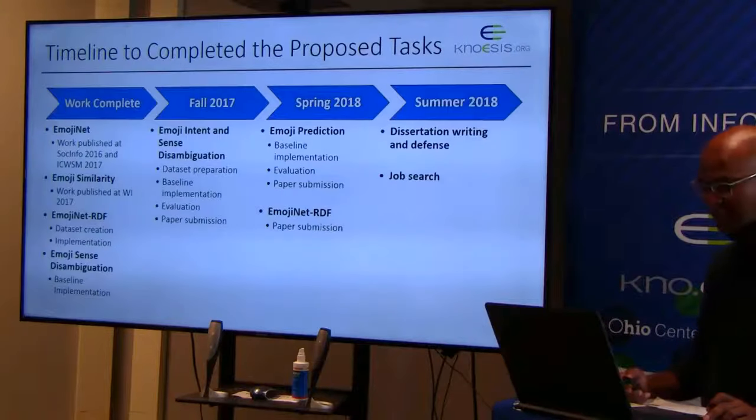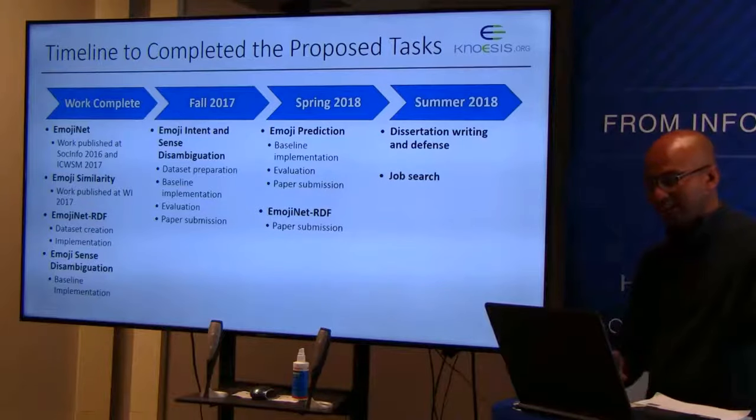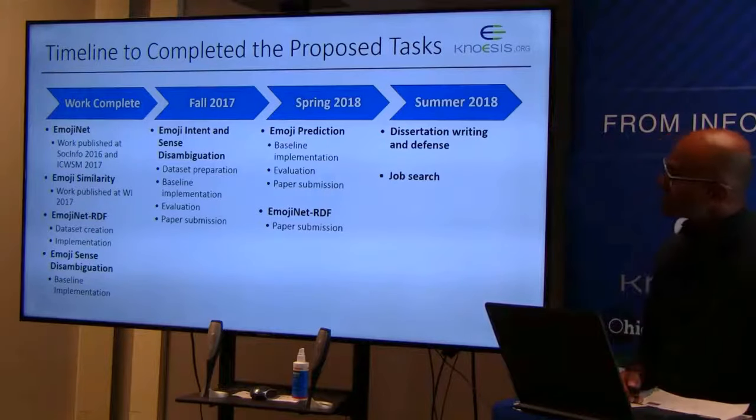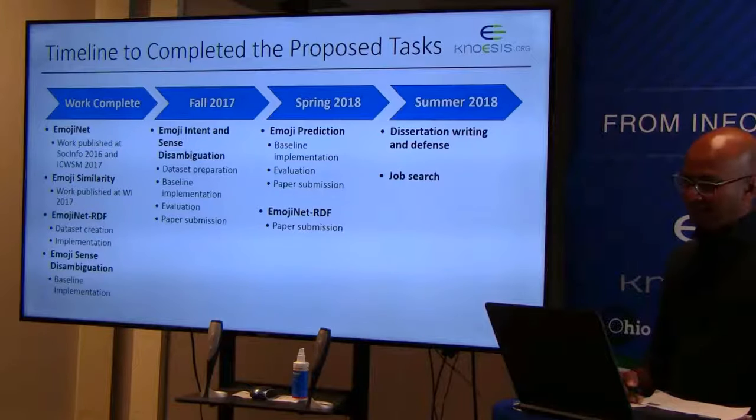And this is the proposed timeline for the proposed tasks. At the end of fall 2017, I'm planning to finish the work on emoji intent and sense disambiguation, and by the end of spring, we are planning to finish the work on emoji prediction and EmojiNet RDF.